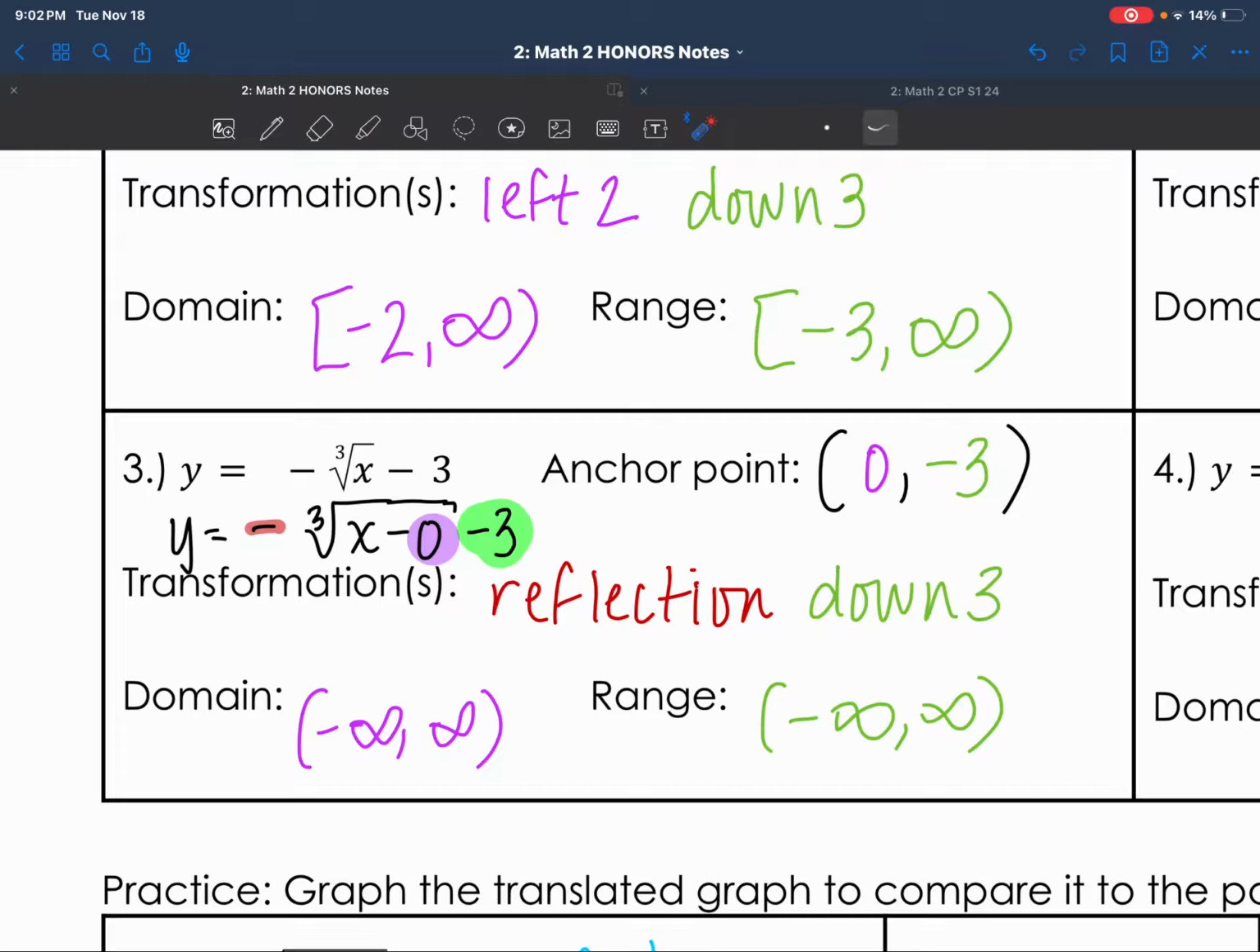Did I write that? Oh, yes, I did. Okay, sorry. Oh, it's cube root. Sorry. I confused myself for a second.